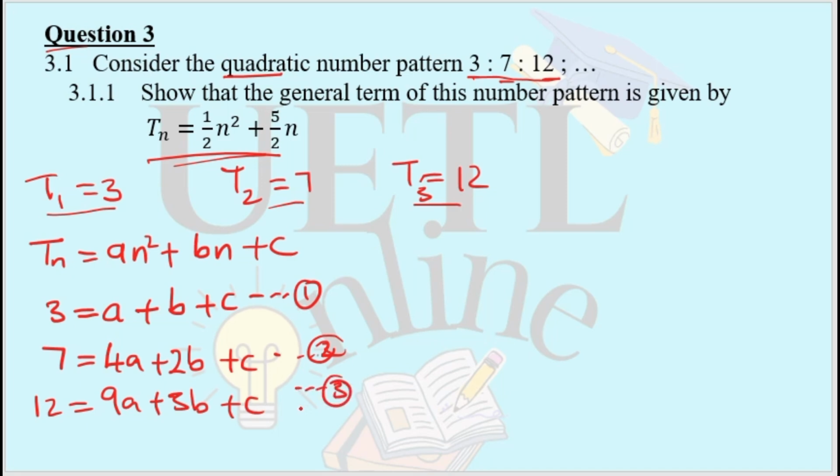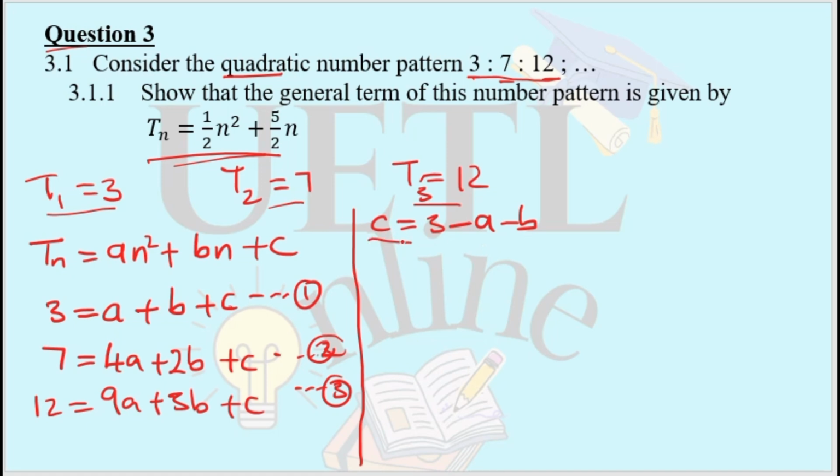Now our duty is to solve these equations. These are simultaneous equations. Let's first make c the subject of the formula. So c becomes 3 minus a minus b.